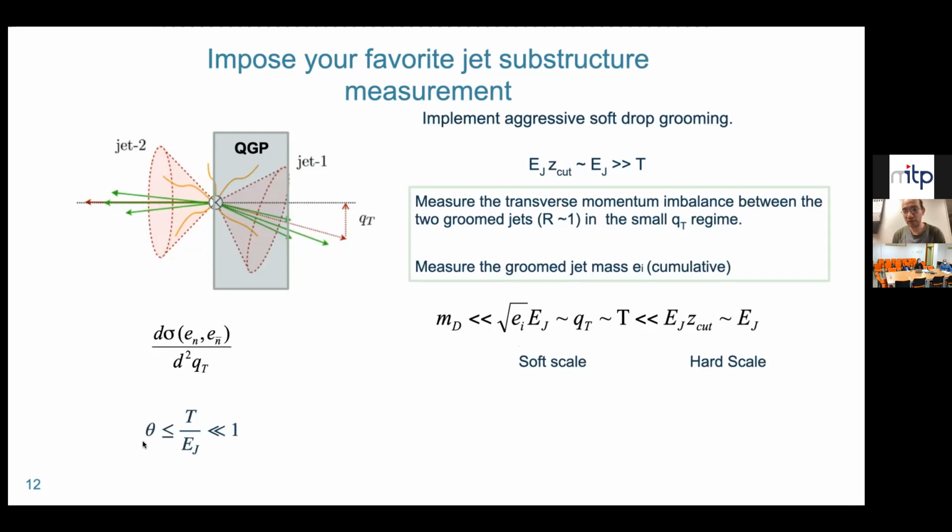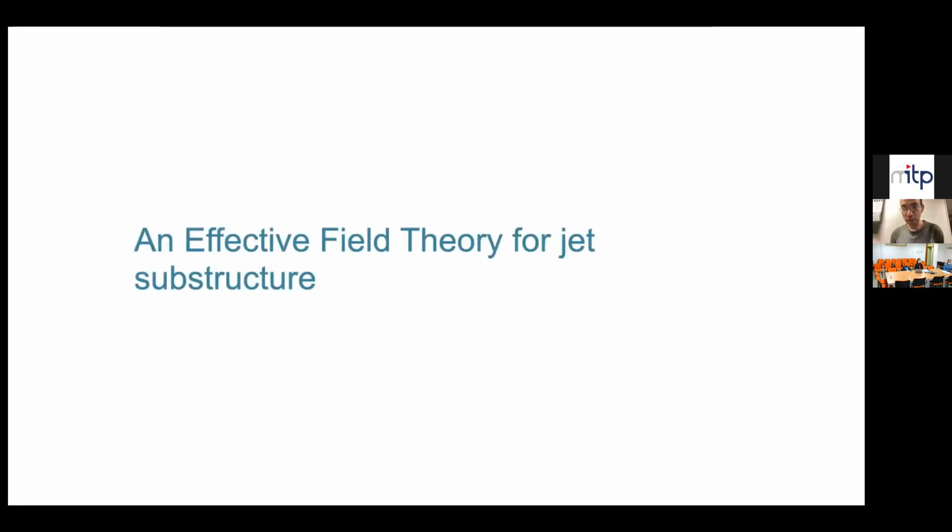So as I said, theta is going to be small because we are concentrating on forward scattering, and theta less than or equal to T over EJ will be much smaller than 1, and that will form the expansion parameter of my effective field theory. Now that we understand all the kinematics, all the scales in the problem, we can actually go to what the EFT for this thing might look like.